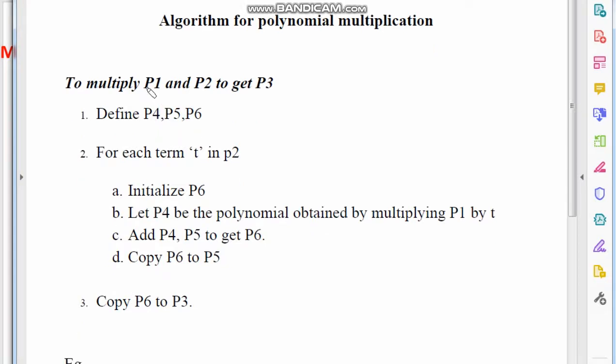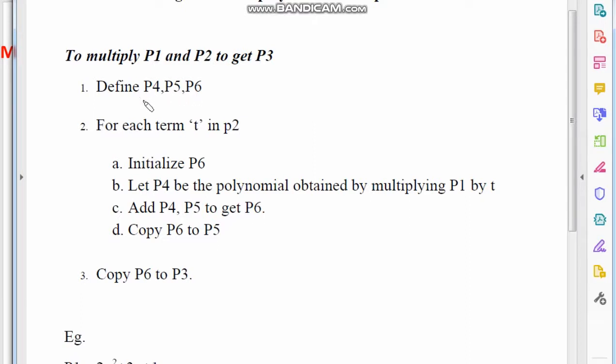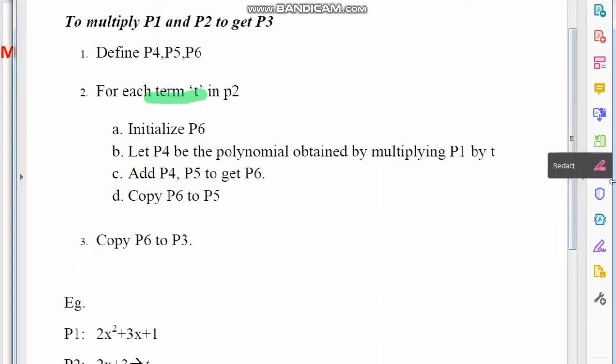Okay, so here is the algorithm. p1 and p2 are your polynomials to get p3, the multiplication. So we define p4, p5, p6 as null initially. Then what we are going to do is, for each term t in p2, initialize p6, because that is what we are going to repeatedly do. Let p4 be the polynomial obtained by multiplying p1 and t. We have seen that. Then we add p4 and p5 to get p6. Then copy p6 to p5, as we did. Then this will continue. This is the inner loop. So finally when you finish this, we have p6 as p3.